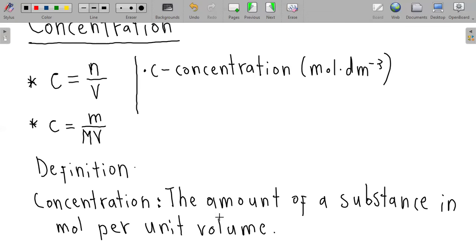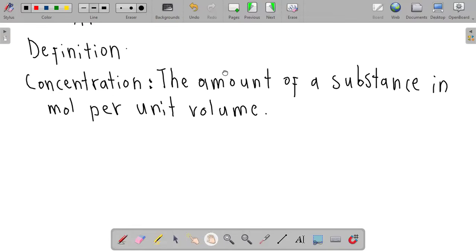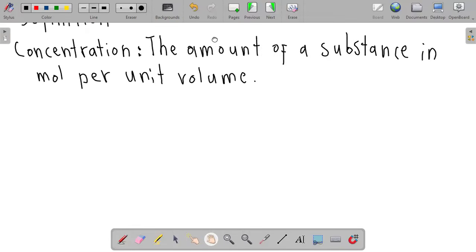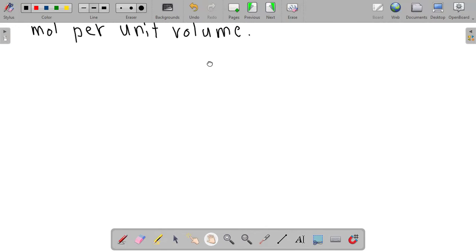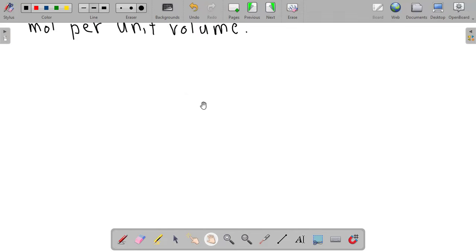And now, let us look at the empirical formula. For the empirical formula, there's a table that we use.